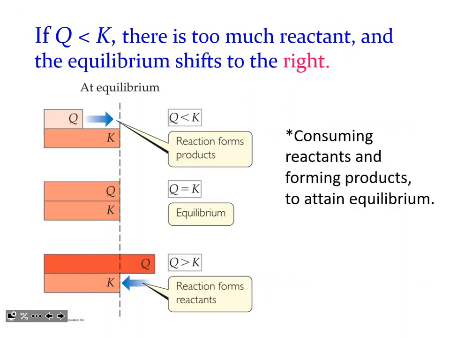So the opposite, of course, is true. K is greater than Q, right? Now it's pointing this direction, right? So it's going to proceed towards the products. It has too many reactants, so it's going to proceed towards the products to get back to equilibrium, consuming reactants and forming products to attain equilibrium. Once again, this trick only works if you write K first, then Q, and then you insert the sign between them.